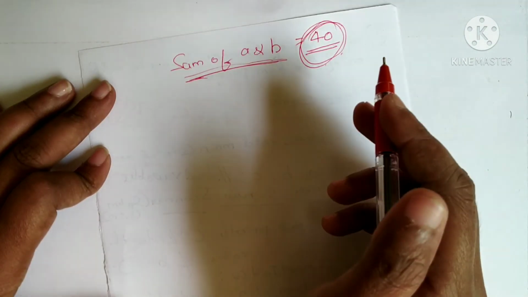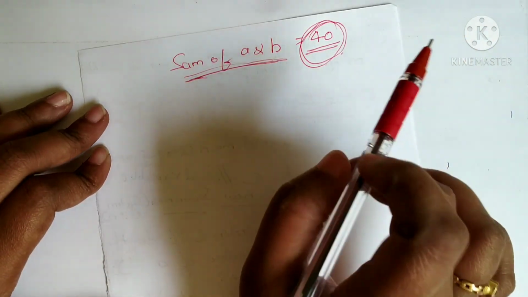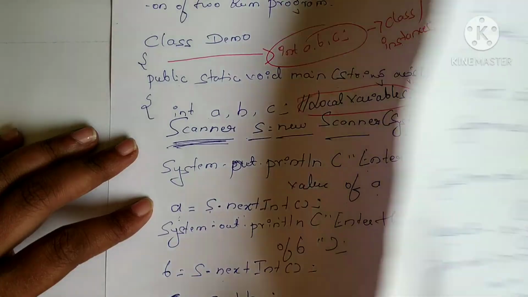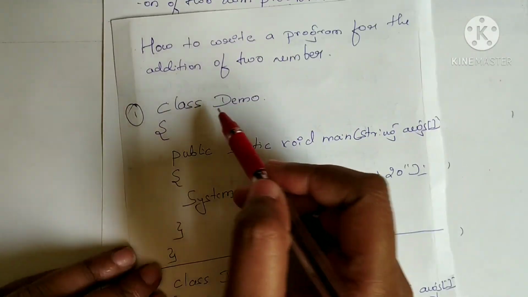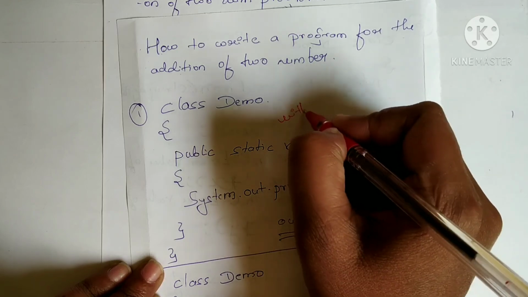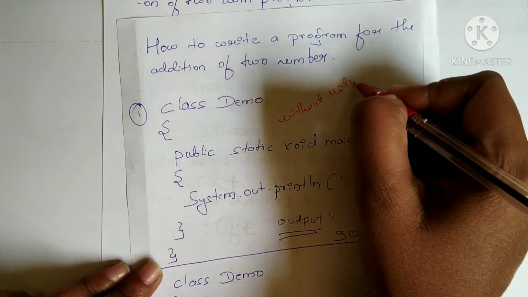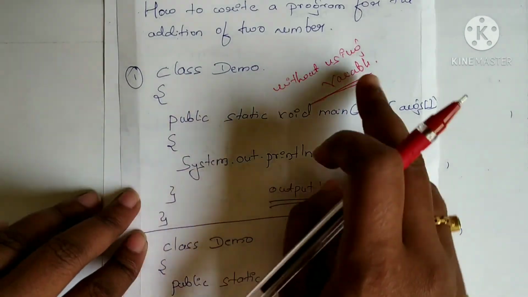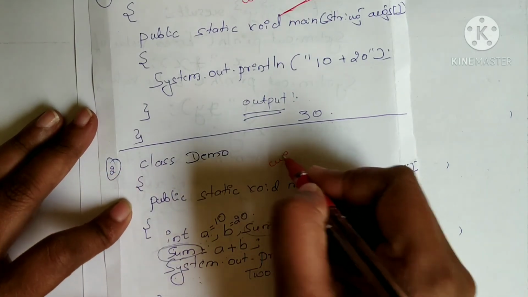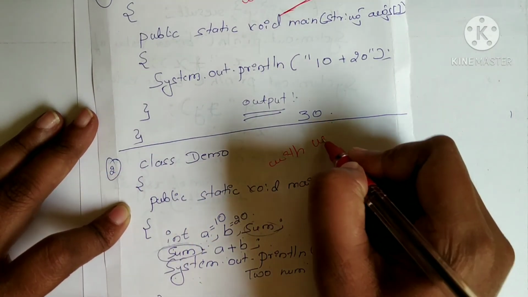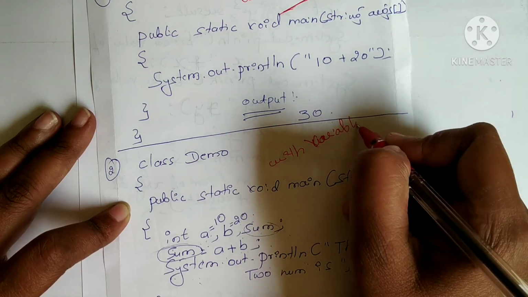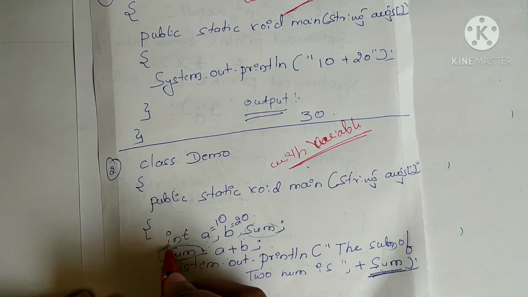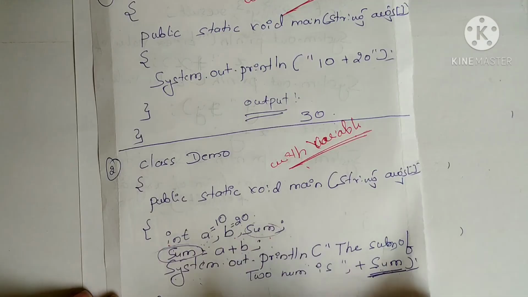These are the ways to write addition of two numbers in different ways. Once again, recall. The first method is without using variables. The second method is with variables. We write the program with the variables int a, b and sum.